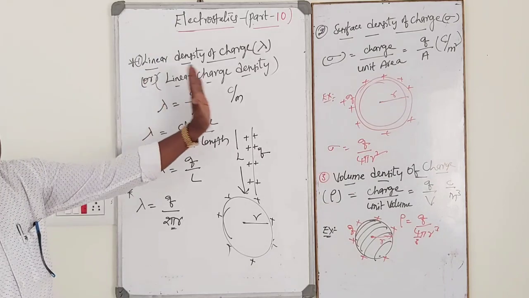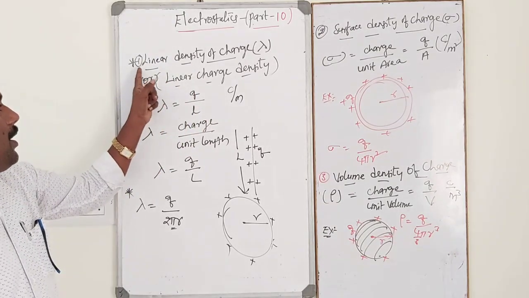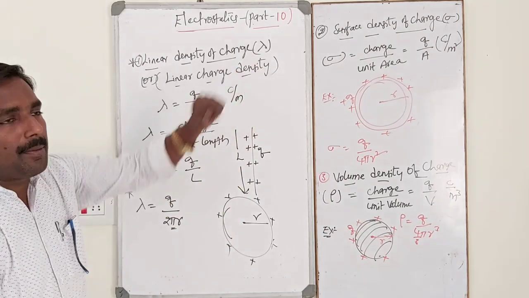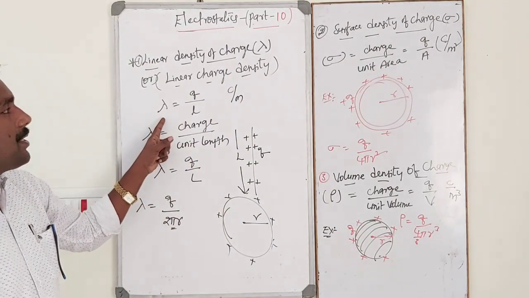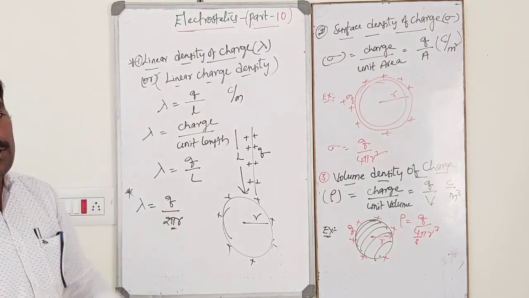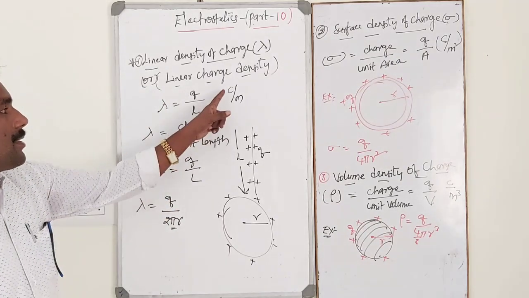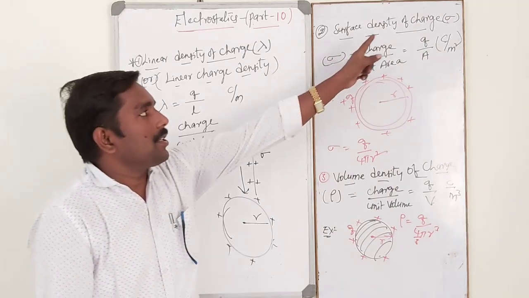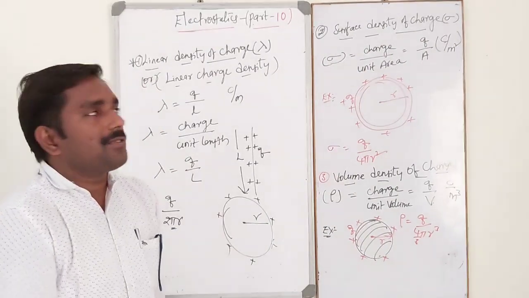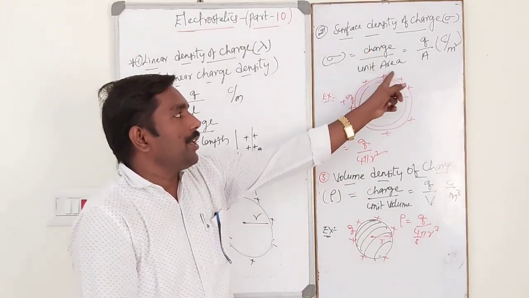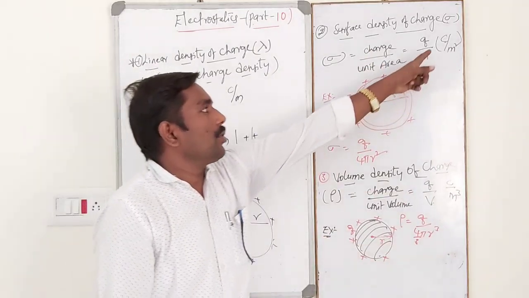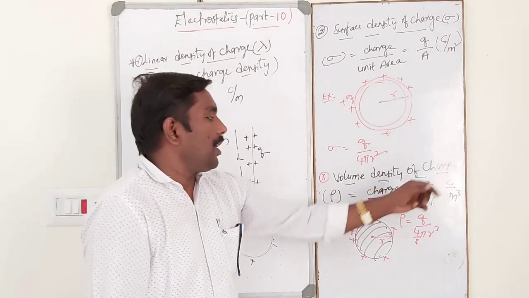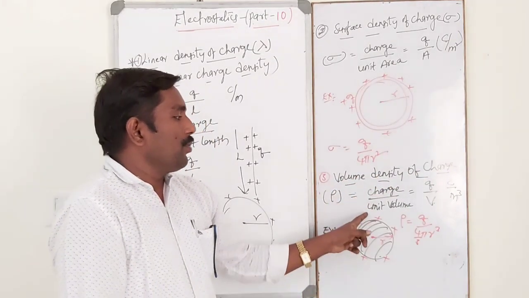That is charge distribution. So the first one is linear density of charge. Linear density of charge is represented by the letter lambda. Simply, linear density of charge means charge per unit length. Charge per unit length, SI system, Coulomb per meter. And the second one is surface density of charge. Surface density of charge means simply charge per unit area. SI unit Coulomb per meter square. And the third one is volume density of charge. Simply charge per unit volume.